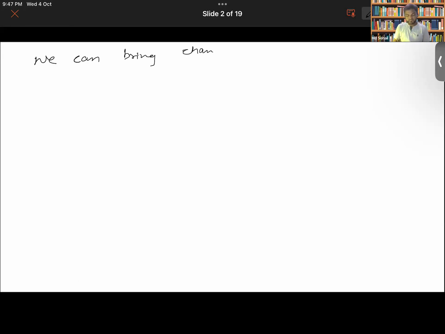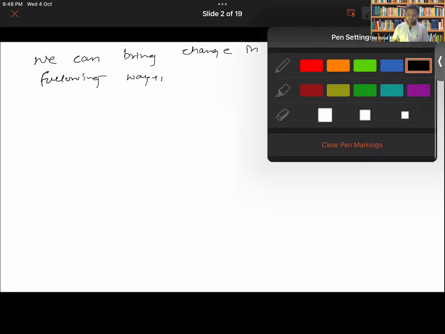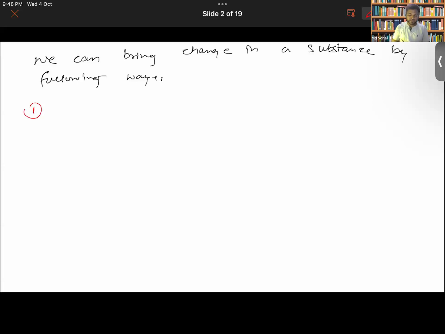Like, if we add two things, it would become a new product. Acid and base, that was just an example. That will be giving you a new product. If it gives you a new product, that is an example of a change. So we can bring change in a substance by the following ways. The first way was, if you remember, please try to recall. We talked about it a few seconds ago.